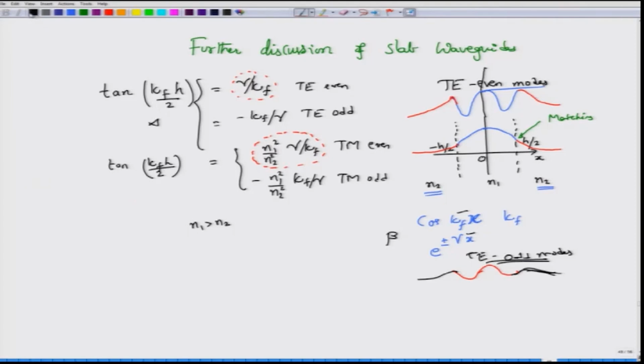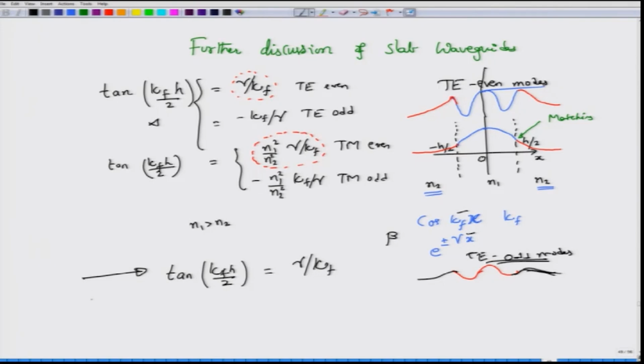I will leave that for your consideration. And now what I want to do is to consider one of these equations, because the procedure for the other equations would essentially be the same. So, I want to consider one of these equations, which I will consider for the transverse electric even mode, and I want to solve this equation. Okay. So, how do I solve this equation?